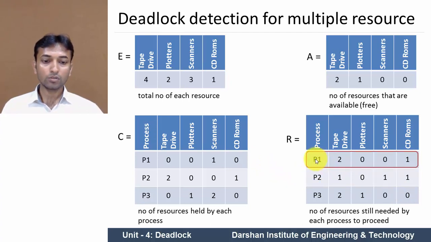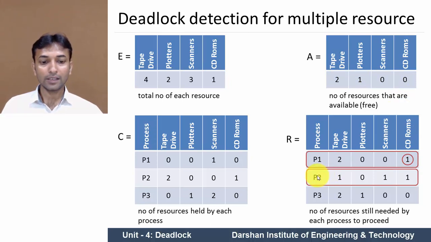First of all, let us see process P1. Here process P1 requires 2 tape drives and 1 CD-ROM. All these processes can take resources from the free resources only. So this process requires 2 tape drives. Is it available? Yes, it's available. Process P1 requires 1 CD-ROM. Is it available? No. So this process cannot proceed because this 1 CD-ROM is not available in the free resources.